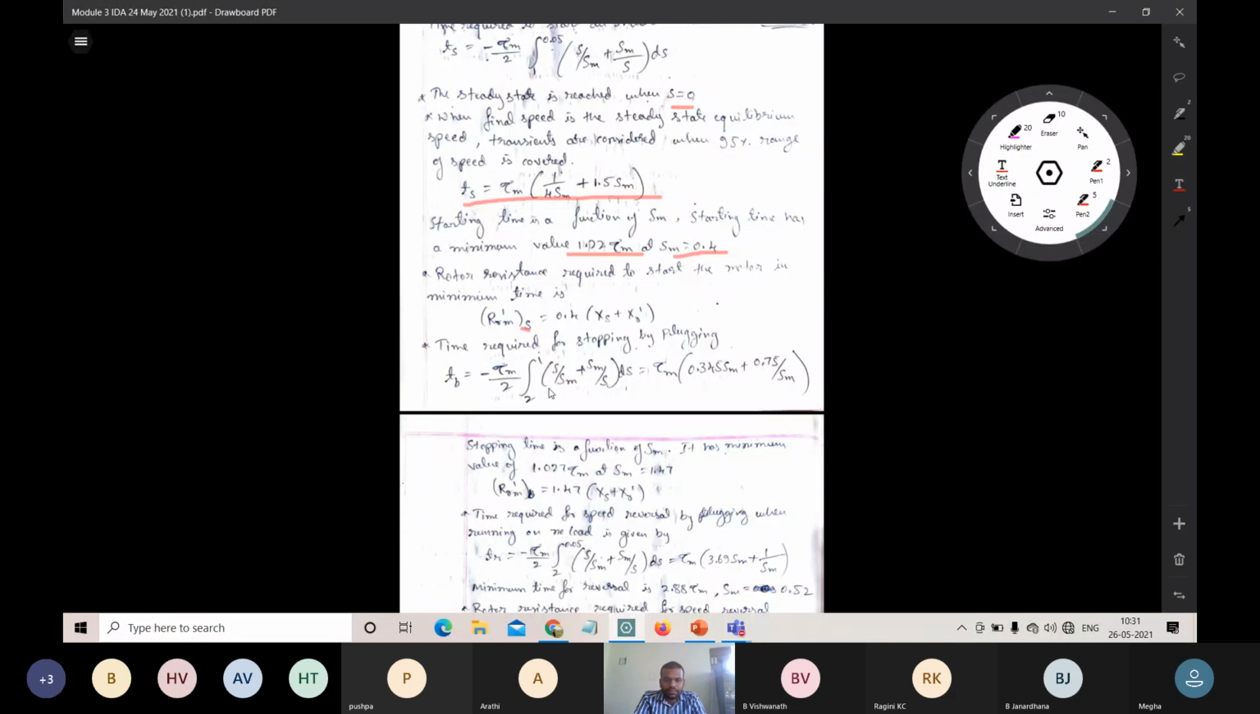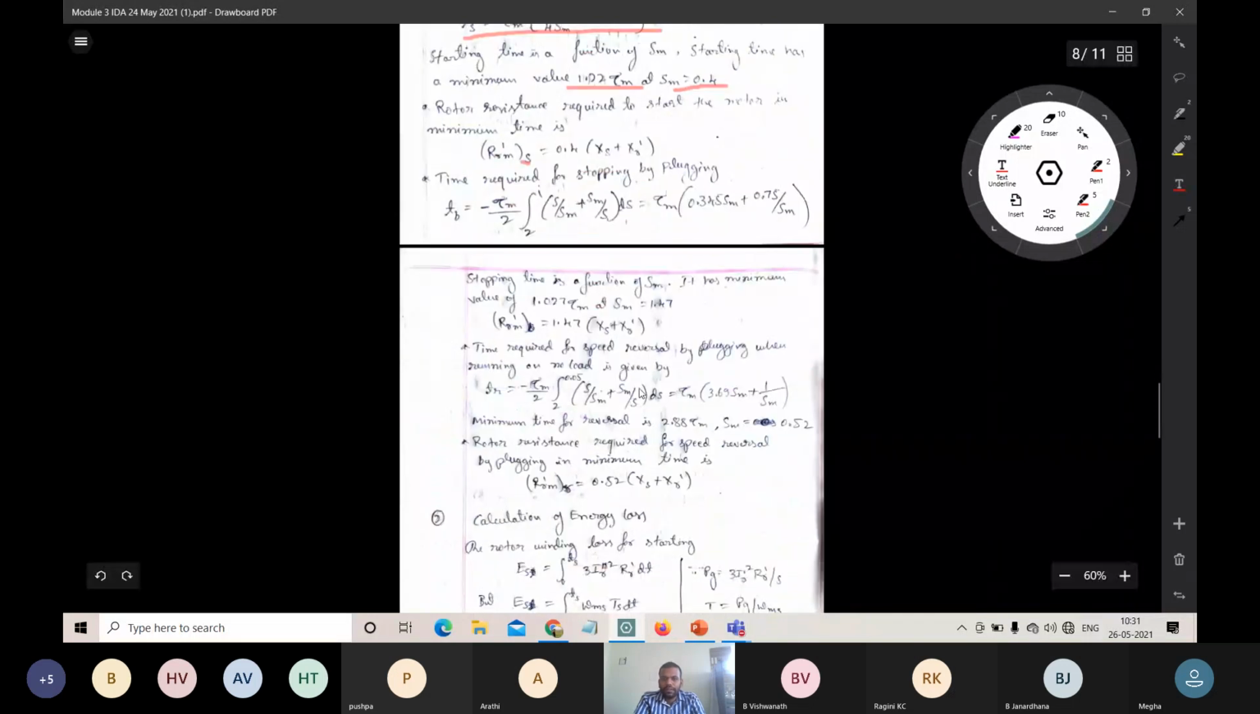So here again, the time required in order to break, or to plug, or to stop the motor would be given by tau m of 0.345 Sm plus 0.75 by Sm. So here the stopping time is a function of Sm. Sm is the slip of the motor. So the slip of the motor is a function of stopping time.